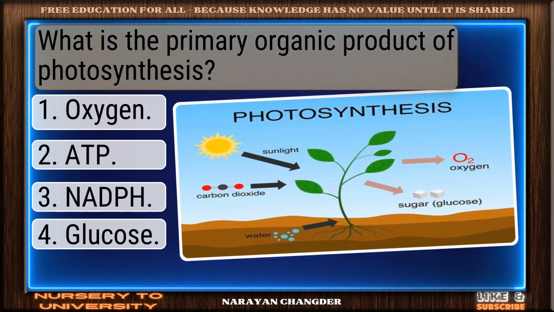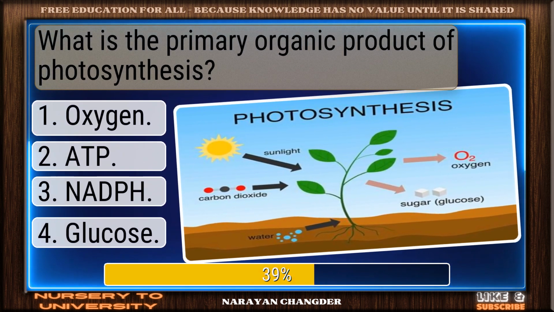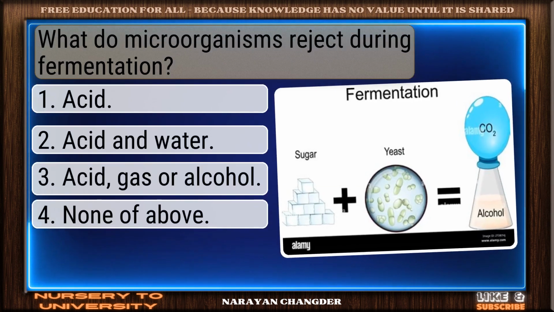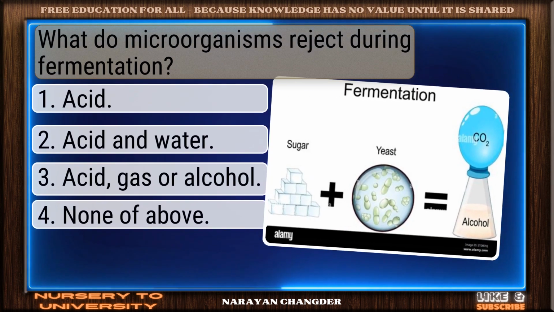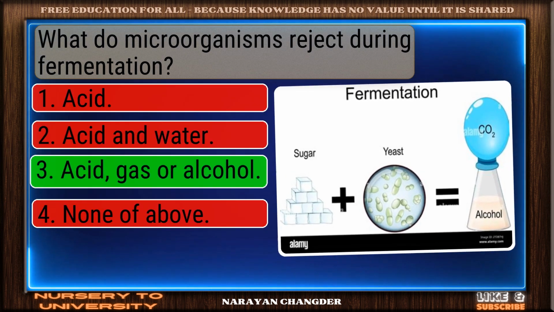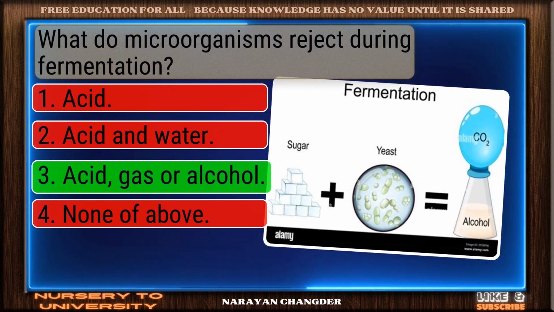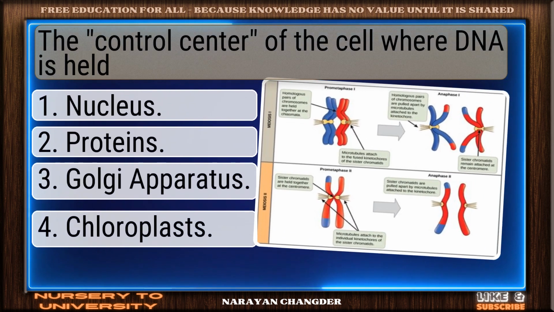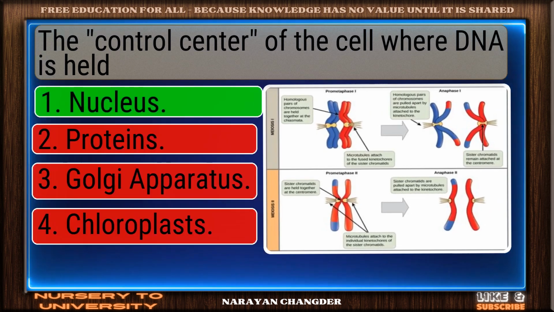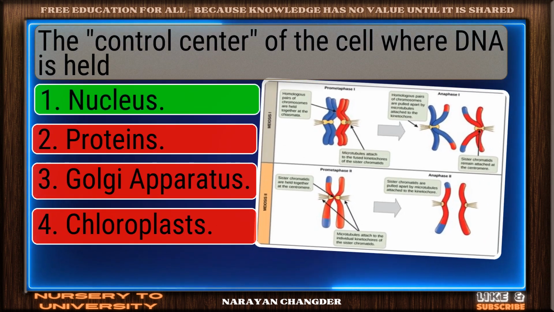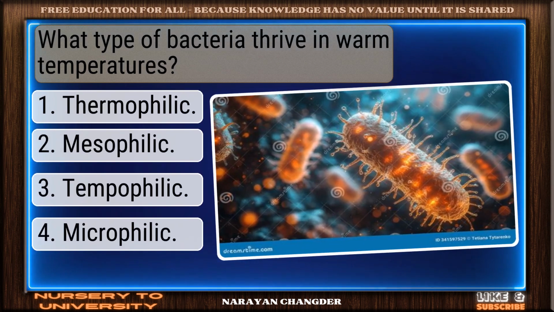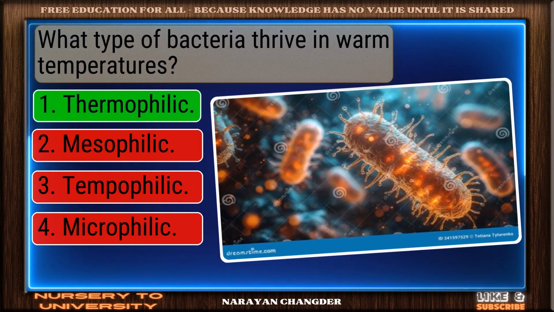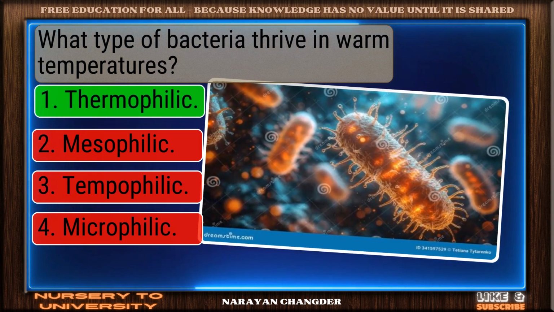What is the primary organic product of photosynthesis? Solid response. Glucose is a valid choice. What do microorganisms release during fermentation? Nice work. You chose acid, gas, or alcohol, and it is correct. The control center of the cell where DNA is held. Strong choice. Nucleus is the right answer. What type of bacteria thrive in warm temperatures? You chose thermophilic, and it is correct.